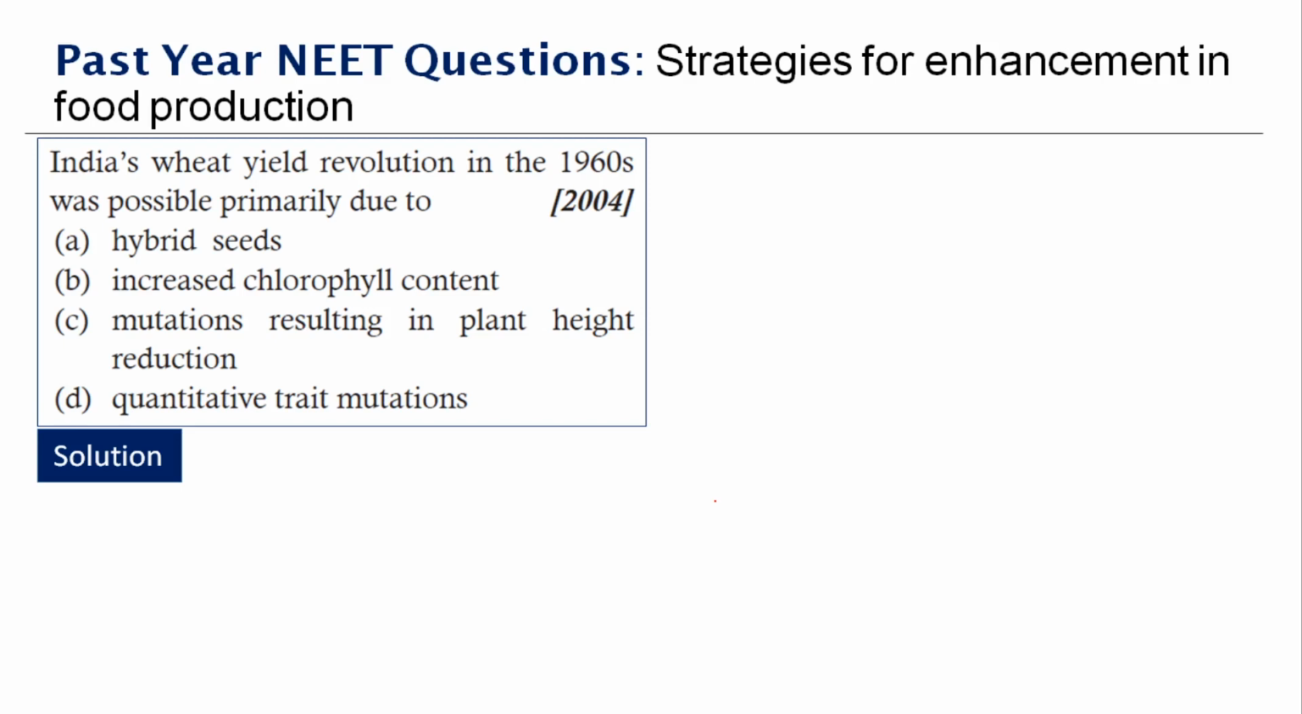Green revolution was possible due to the hybridization technique. What do you mean by green revolution? Where you will increase the production. To make the country self-sufficient, they use this term green revolution.